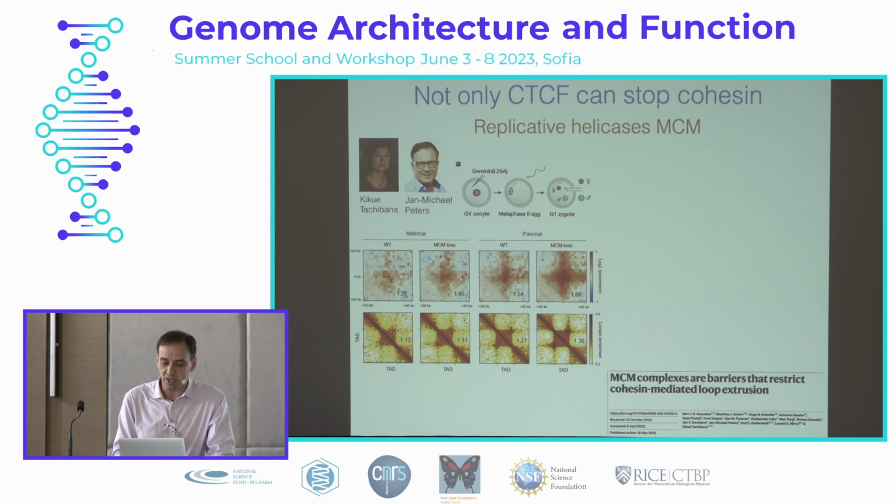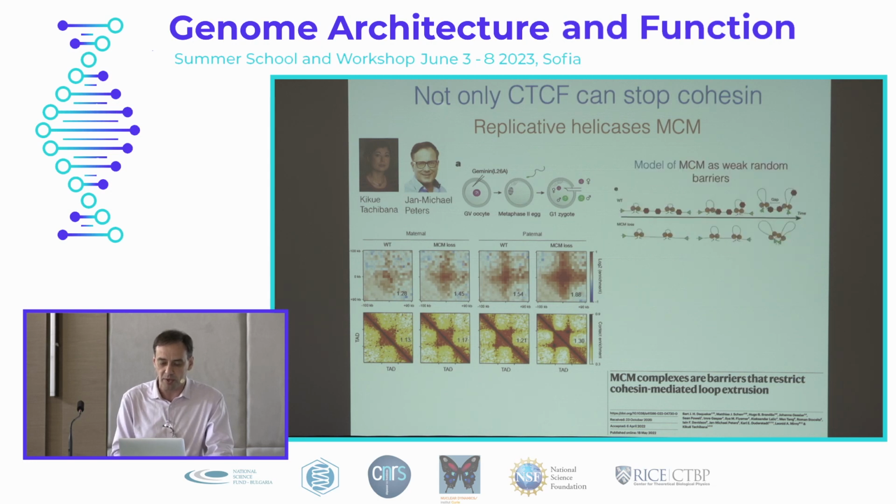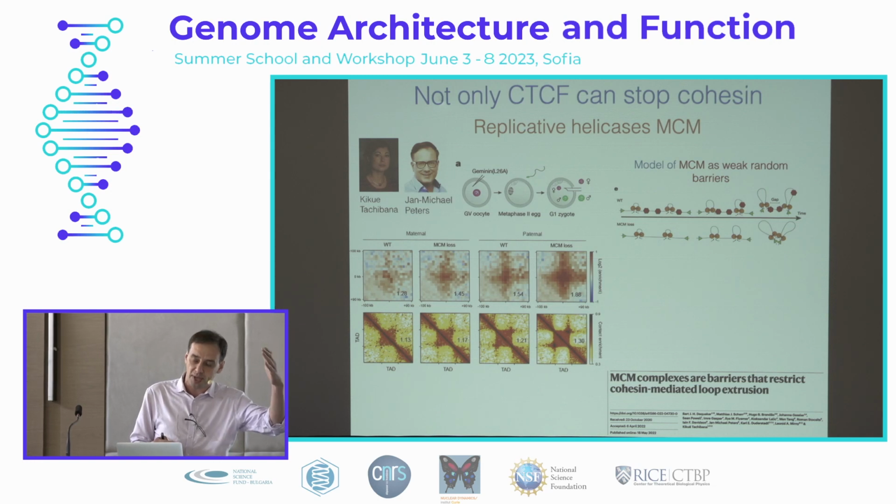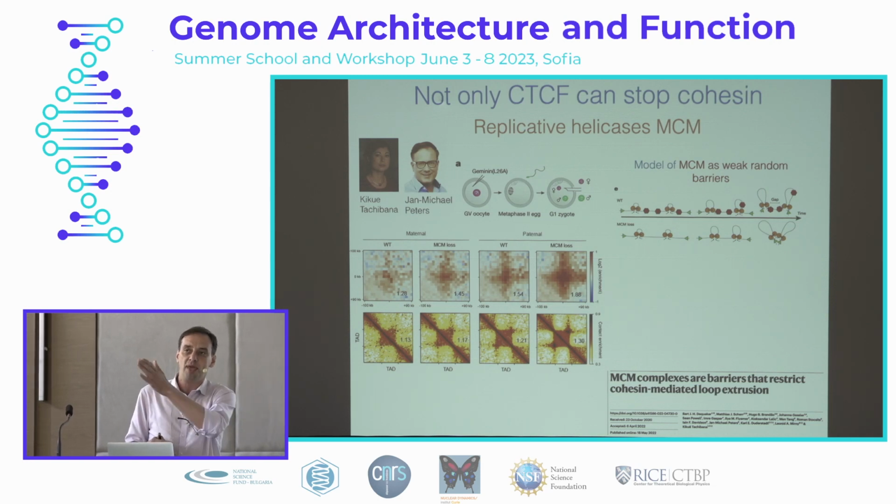We tried many models, and the model that we converged on that reproduced this data was the idea that MCMs essentially work as very weak and randomly distributed barriers. So beyond CTCFs that are well positioned and establish very strong patterns visible in Hi-C, there might be many that are random. As a result, they're different in different cells and at different moments in time.